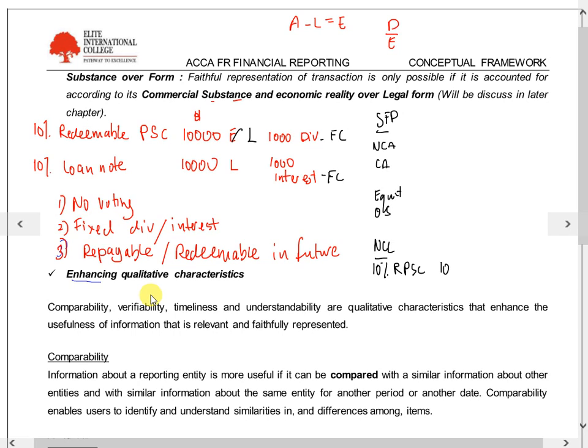Okay. So we have many, many examples on substance over form. This is one of the easiest.